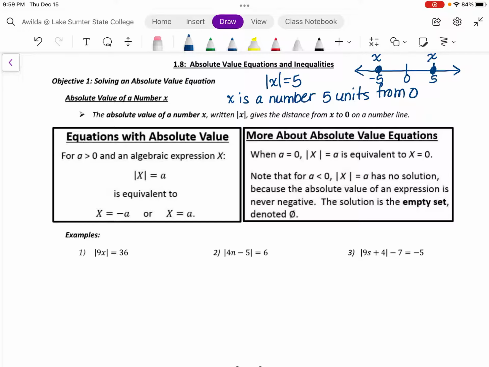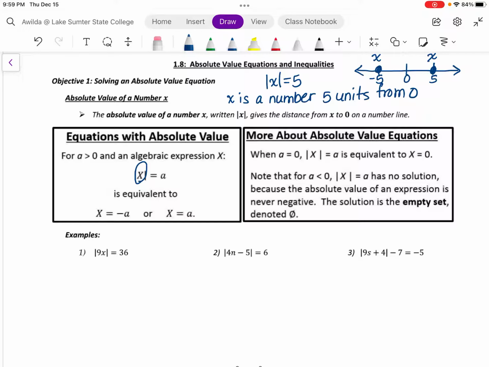This is why we can say that if the absolute value of some quantity capital X is equal to A, as long as A is a positive quantity, then that value, capital X, could live at either positive A or negative A, similar to what we just showed where A is 5. Now, note that here we're using a capital letter X to designate that X could be an algebraic expression, not just a single variable. For example, if we have that the absolute value of 9 times x is equal to 36, then 9 times x is serving as the algebraic expression capital X.